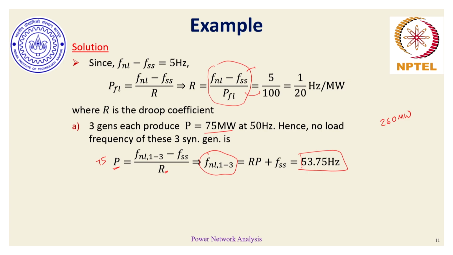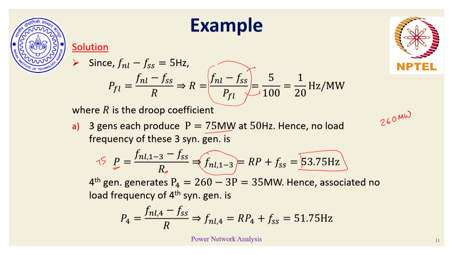And the last unit is responsible for taking up any additional load so as to maintain the system frequency at 50 Hz. Since the first 3 are generating 75 each, the last should generate 35 megawatt, which dictates the no load frequency of the last unit, which is 51.75 Hz. Now, why is the first 3 units' no load frequency higher and the fourth unit's lower? Because the first 3 units are generating more power compared to this particular generator at 50 Hz again. So the no load frequency for the first three is higher.